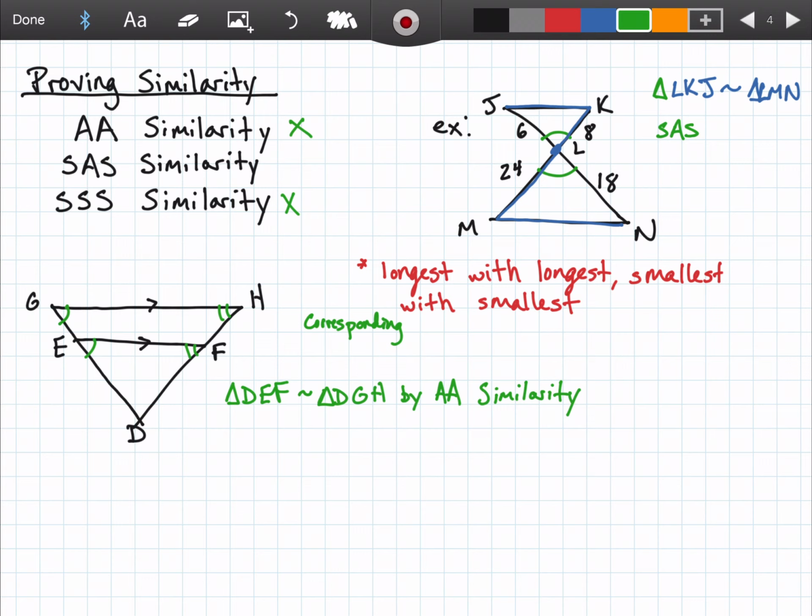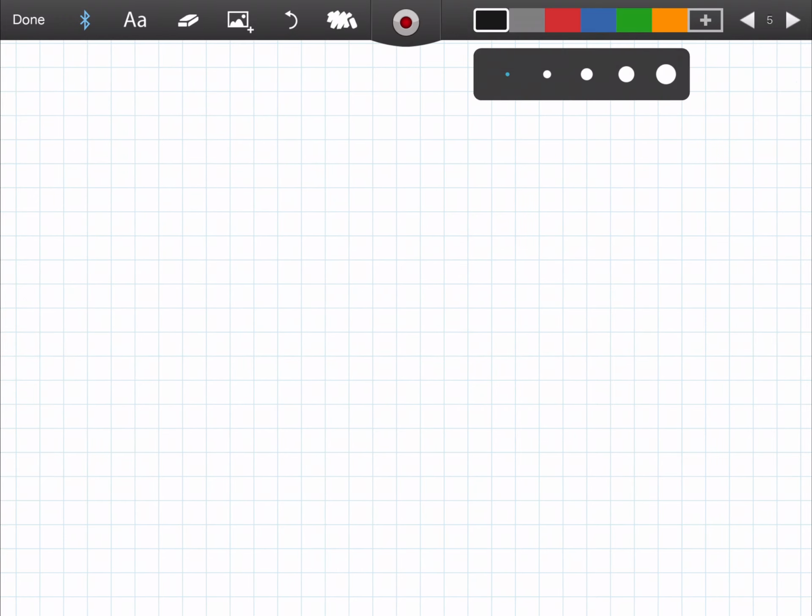That's pretty much the basics of what you need to know for similarity. Like, I know this unit seemed very difficult while you were in it. I'm hoping out of it, it's not that big of a deal. Well, there is one more thing I want to show you with right triangle similarity.